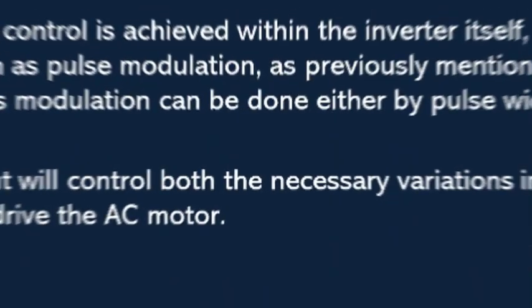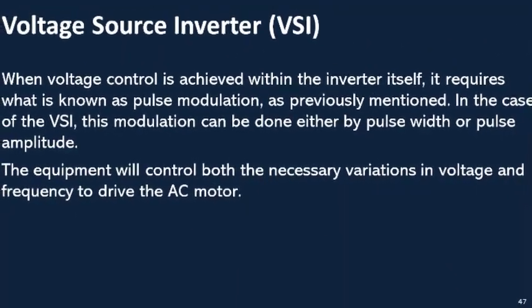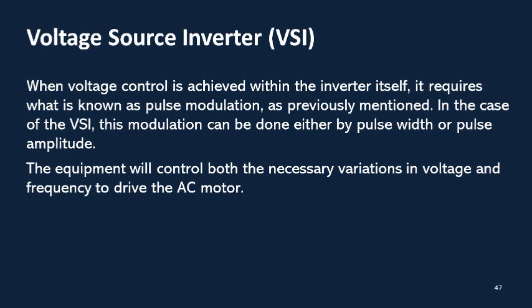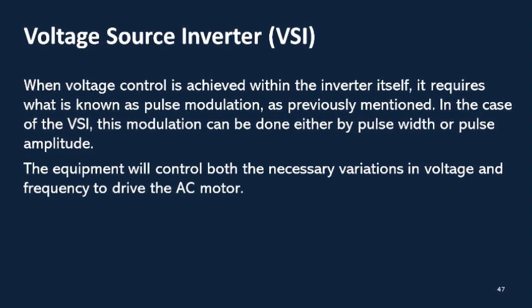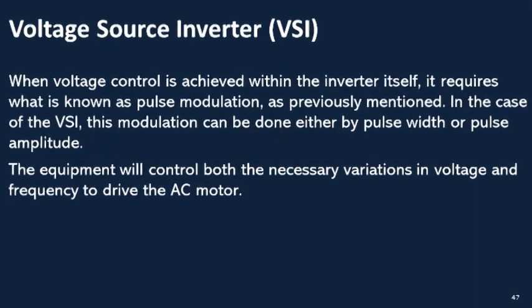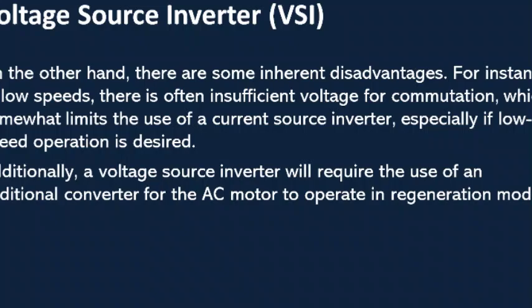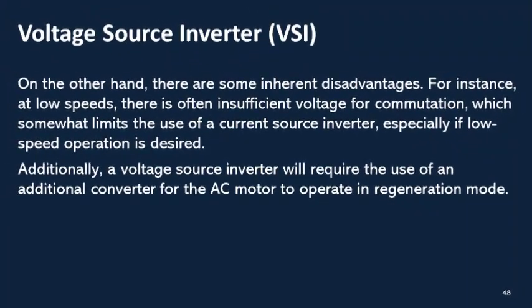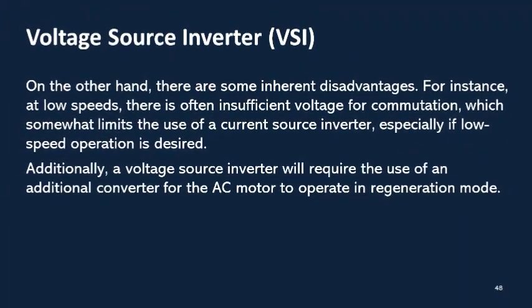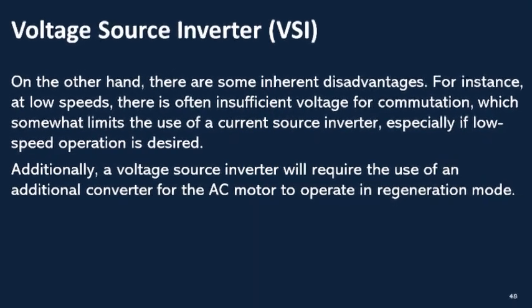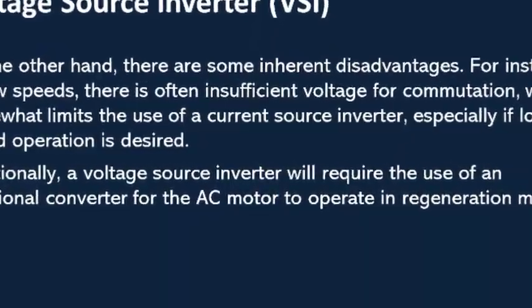When the inverter handles voltage control, it uses pulse modulation, as mentioned earlier. For a VSI, this can be achieved through pulse width or pulse amplitude modulation. The equipment regulates both voltage and frequency to drive the AC motor. However, there are some inherent disadvantages. For example, at low speeds, a current source inverter may not provide sufficient voltage for commutation, limiting its effectiveness for low-speed operation. Additionally, a voltage source inverter requires an extra converter for the AC motor to operate in regeneration mode.